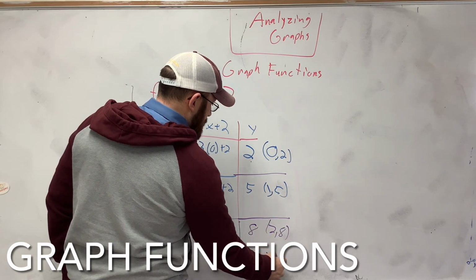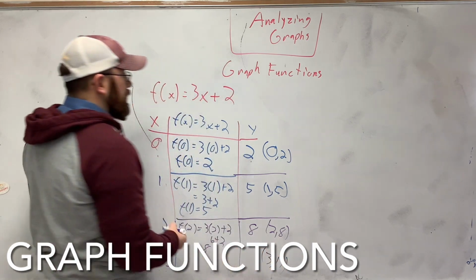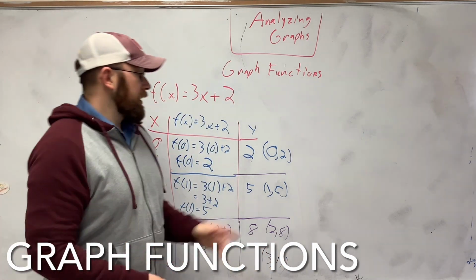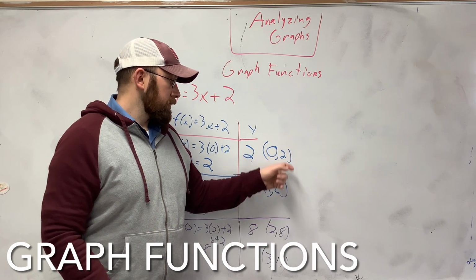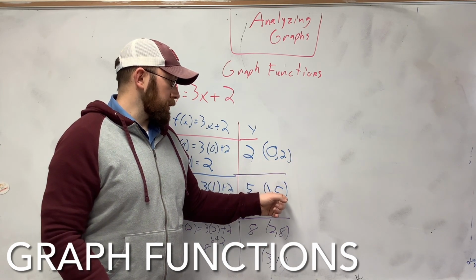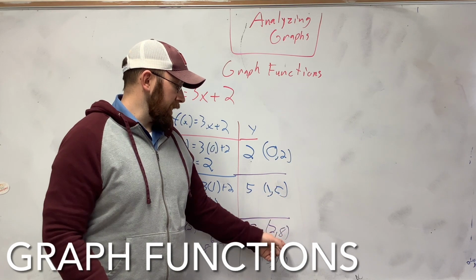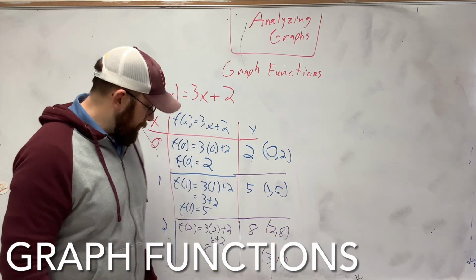And my last one's going to be 3, 11. I'm not going to plug that in, but I can see every time I add 1 to my x, I add 3 to my y. So 2 plus 3 is 5, 5 plus 3 is 8, 8 plus 3 is 11. So I know my last point.